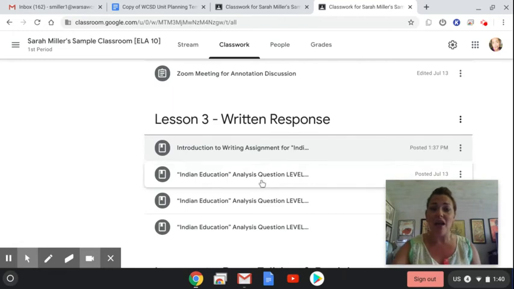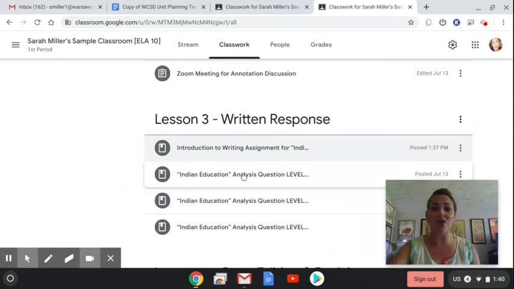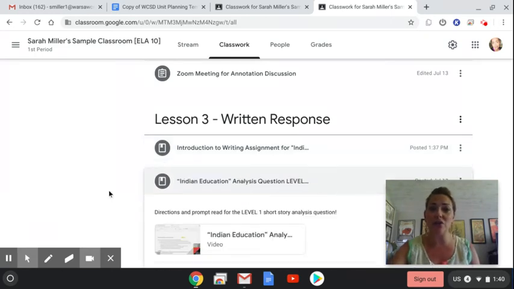And next up, what I've done is I've scaffolded and differentiated for a variety of different students and abilities by providing 3 different levels of questioning for the text. So each one has the same guidelines and requirements. However, it's 3 separate questions that range in complexity from level 1 to level 3. So each one that they can click includes both the prompt itself with the directions and another video of me reading and explaining the directions as well as the prompt itself. So this is going to cover some of our differentiation for our various students.